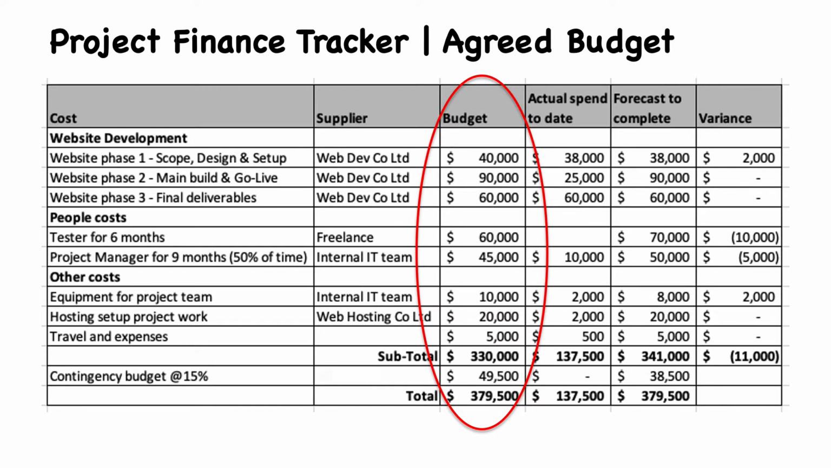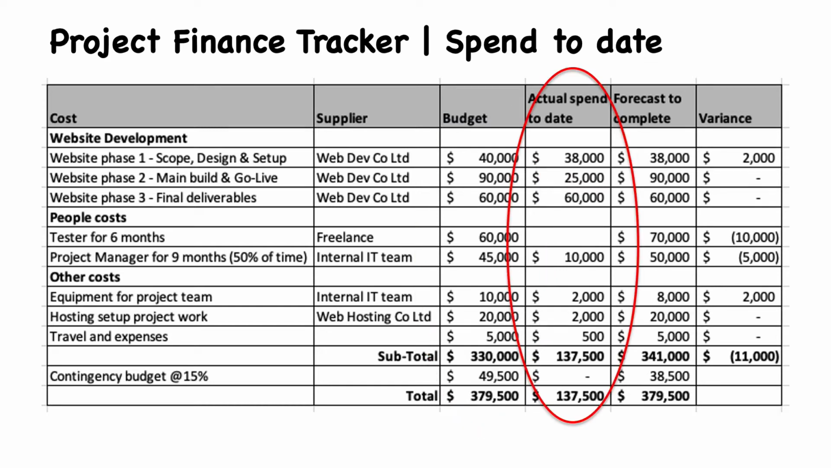To reference against it when we're managing the project finances. And then we've got a few new columns that we've added. So this is the actual spend that we've got to date on the project. So this would typically be updated on a monthly basis.